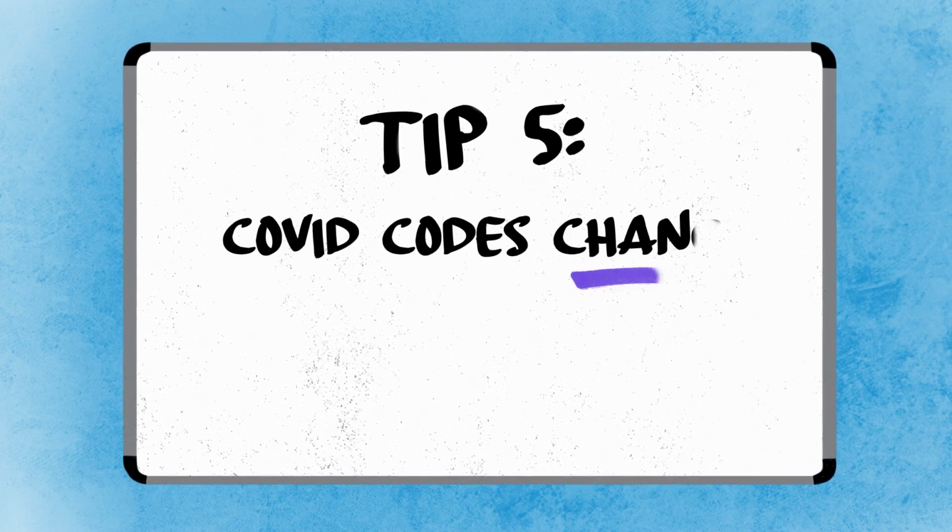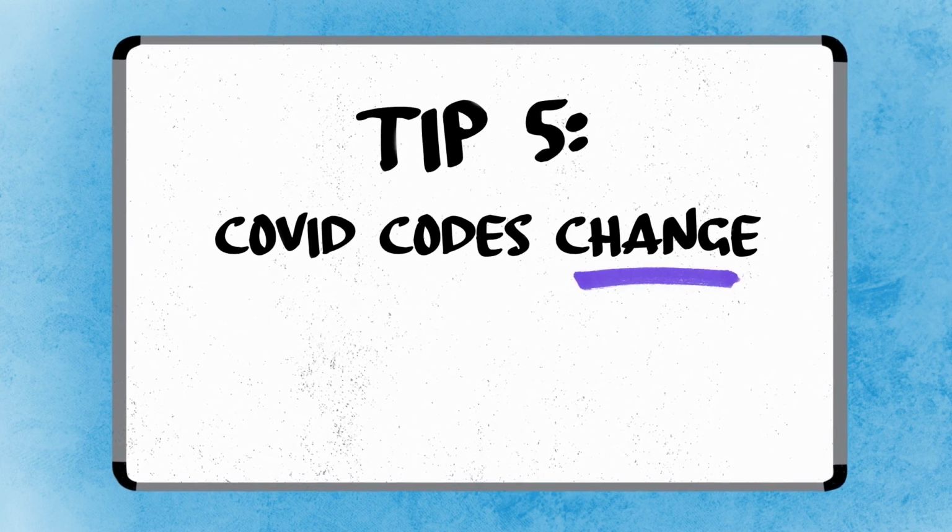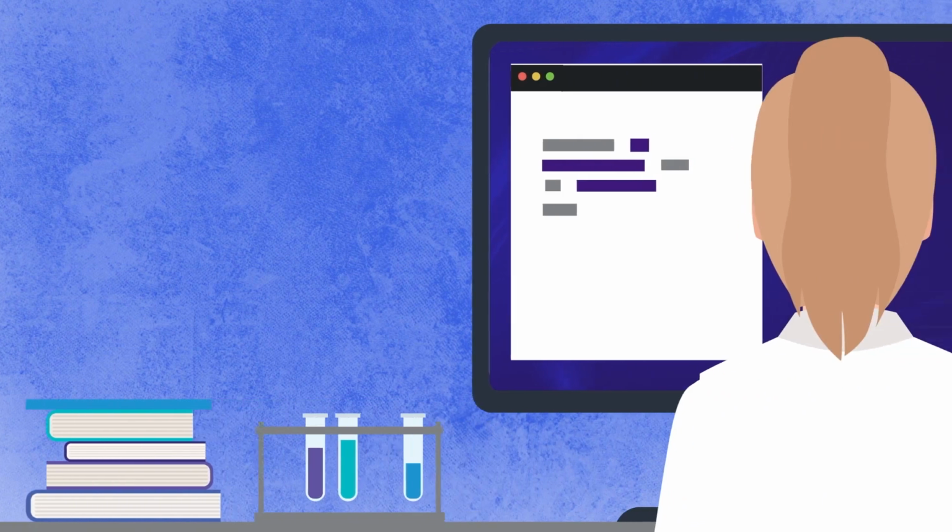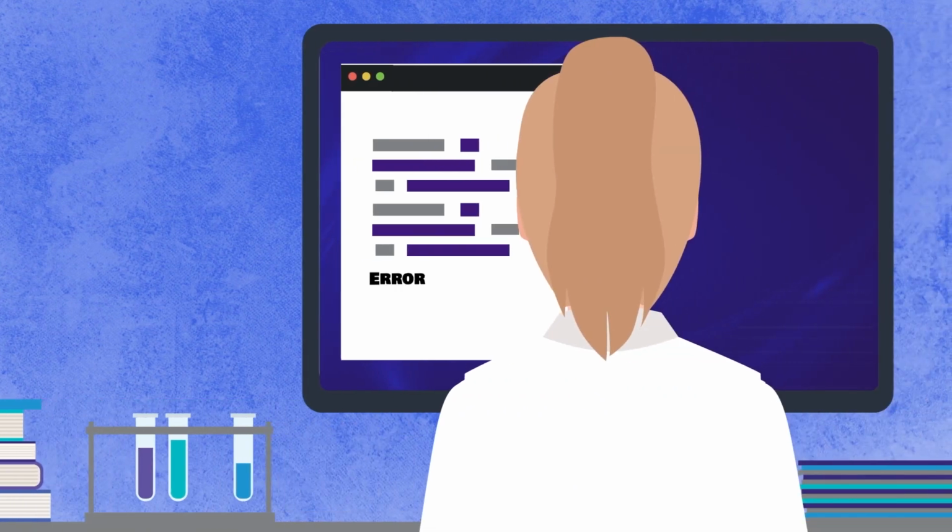Tip 5. COVID codes change over time. Searches using older codes will miss out on newer patients and vice versa. Be sure your searches include the right codes so that you can find the right patients.